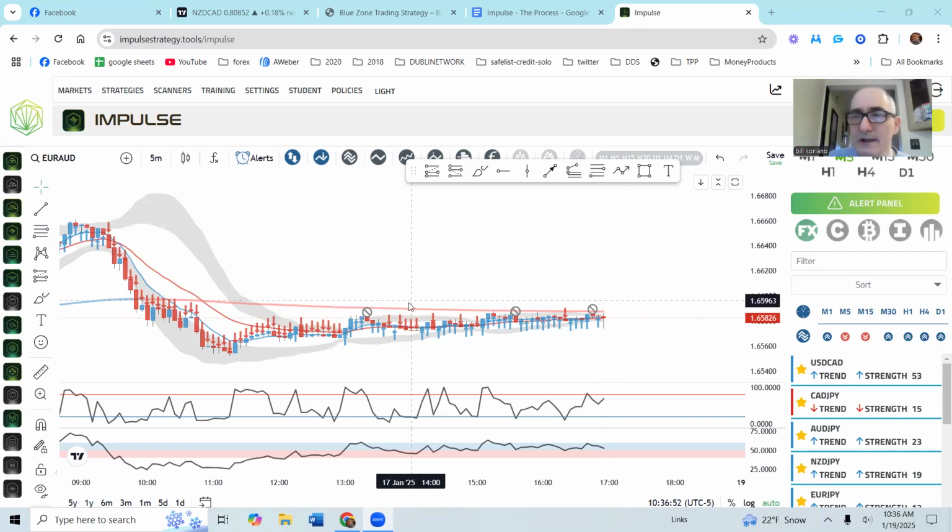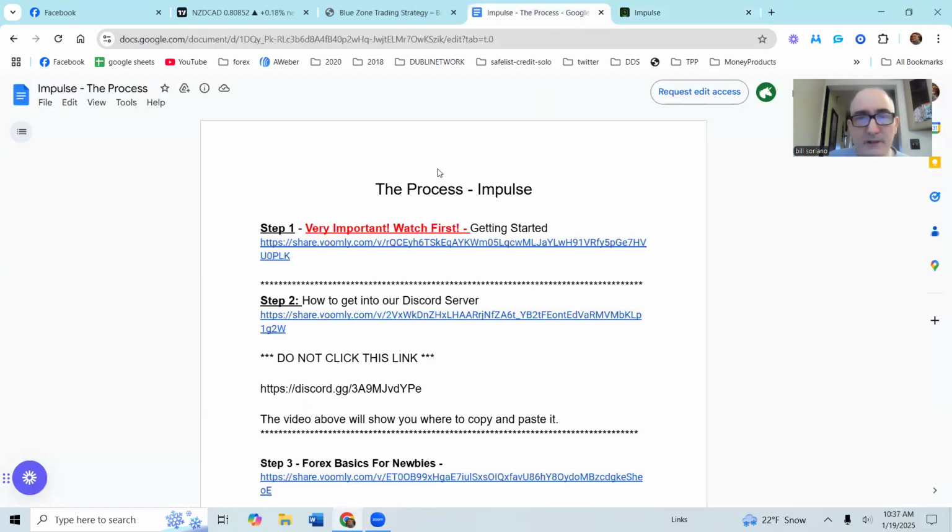Of course, as you guys know, this is our company's impulse scanner right here. And if you've watched my videos, you know that we're in the process of doing a 100 trade challenge using our impulse scanner along with our community's brand new indicator.